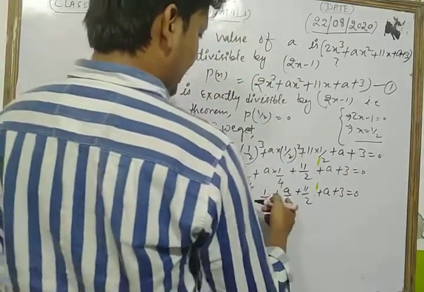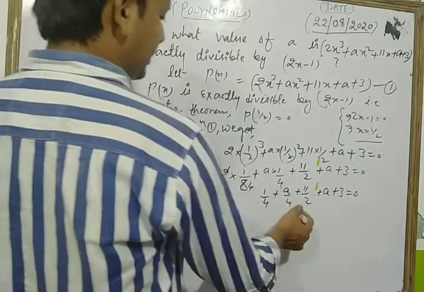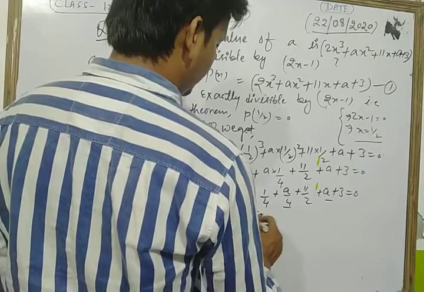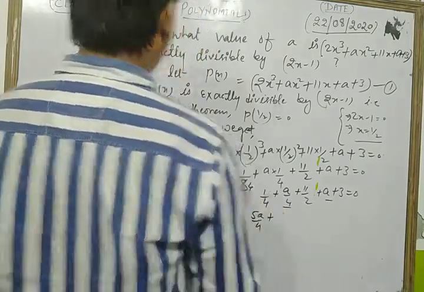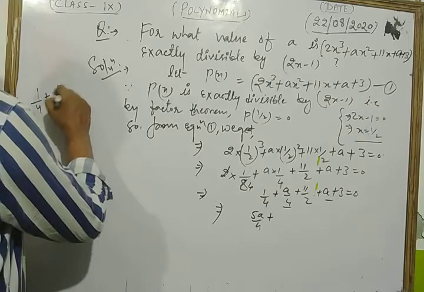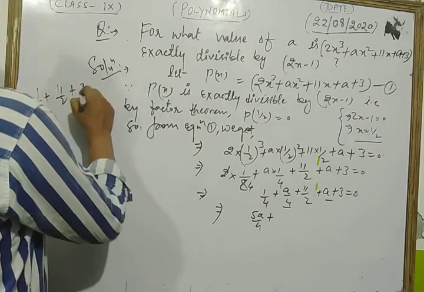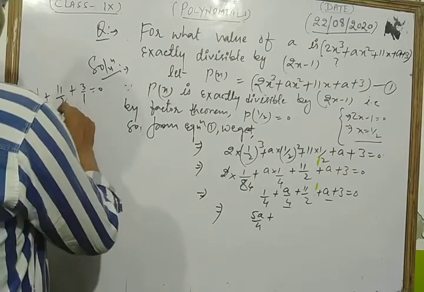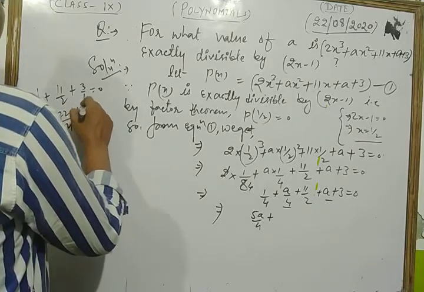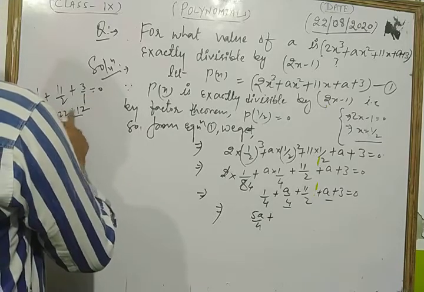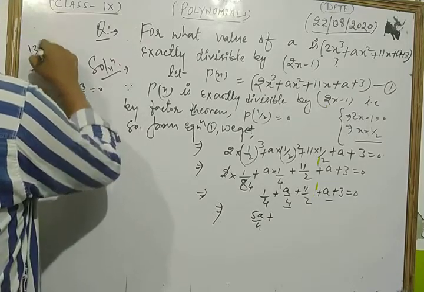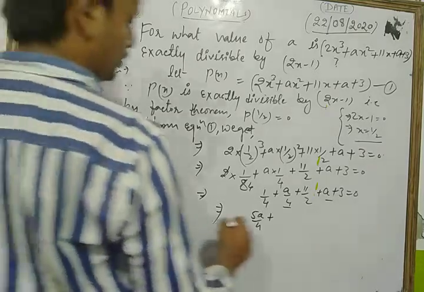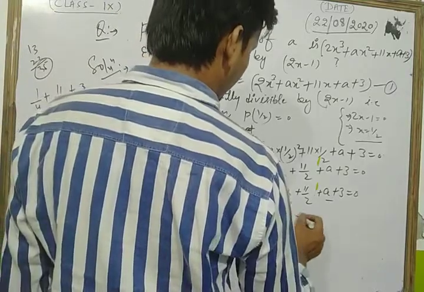Now let's see, we add a by 4 and a. If we add a by 4 and a, then we get 5a upon 4. Plus we add 1 by 4 plus 11 by 2 plus 3. We take 4 as LCM: 2 elevens are 22, plus 4 threes are 12. So we have 1 plus 22 plus 12, which is 35 upon 4, so 5a upon 4 plus 35 upon 4 is equal to 0.